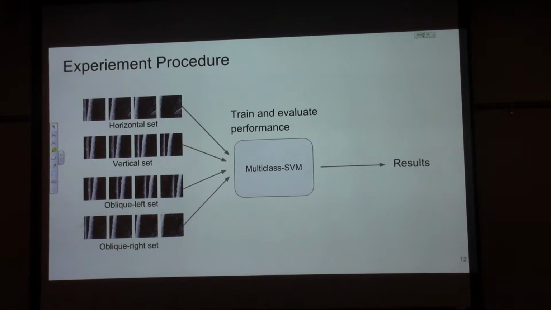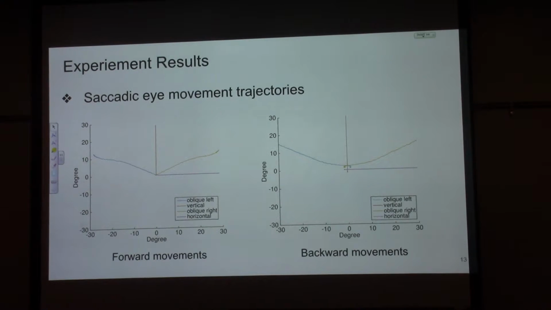After that, we feed in the multi-class SVM and perform 10 trial classification with 2 different types of experiment. This is the result that we collected, the trajectory that we collected from using the 2D OBMM.